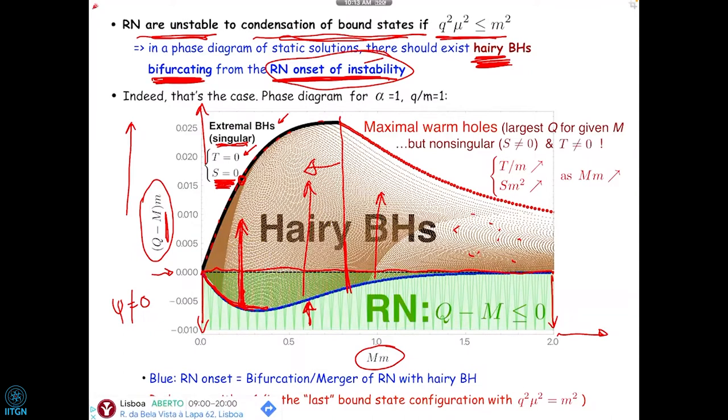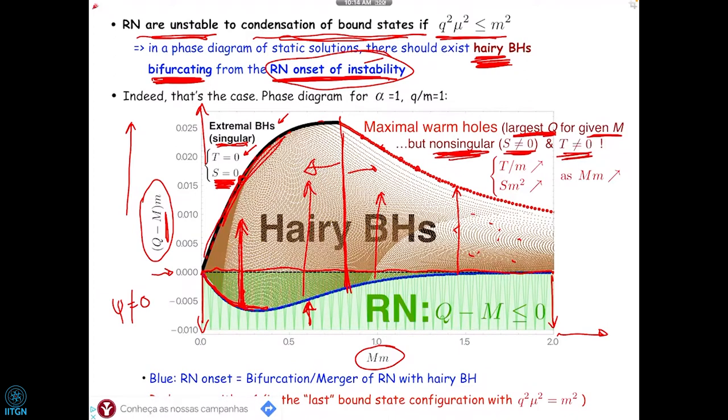Now, what is interesting in this system? So this is something that we were expecting from similar systems with scalar condensation. But what is new in this system is that if the mass of the system is above a certain critical mass, the black holes will exist from the onset of instability all the way up to a new solution, a one-parameter family of solutions, that is this red solution, that is the solution with the largest charge for a given mass, clearly. And what is interesting with these solutions is that, unlike the black ones here, they are non-singular because the entropy is finite. And on top of that, they also have non-zero temperature.